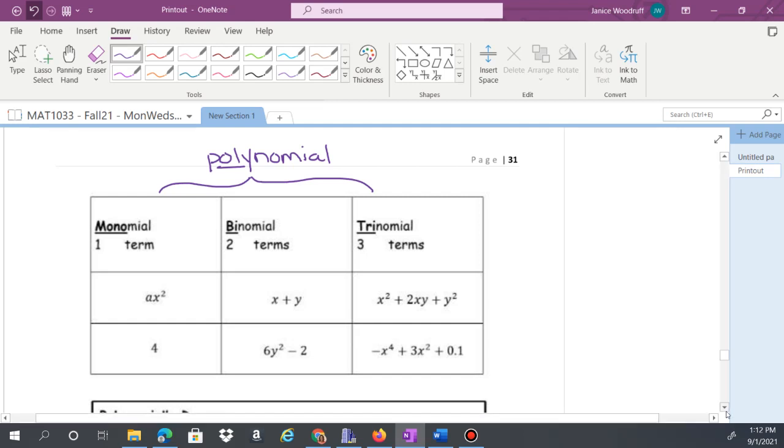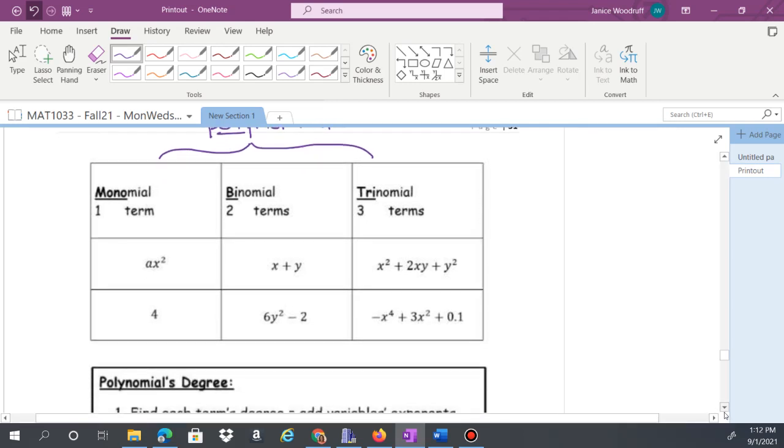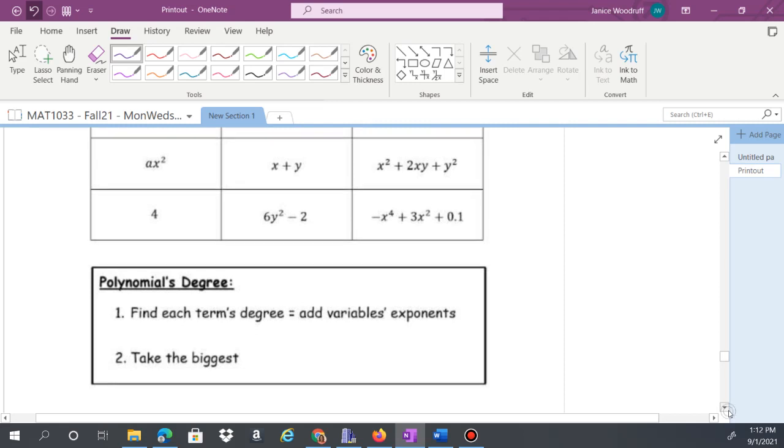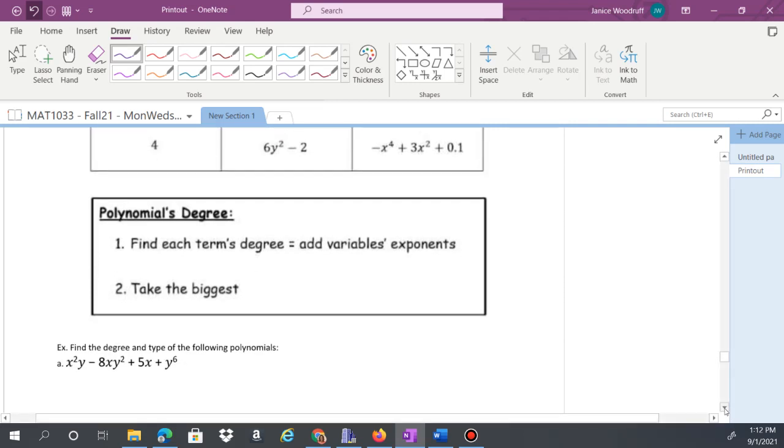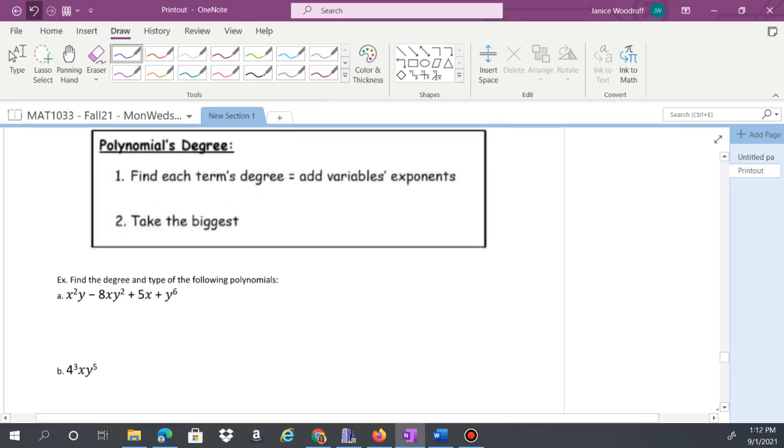You're also going to be asked to find the polynomial's degree. To do that, and you're only going to do this when you're finding the degree, because mathematically it's not something you would do to simplify. But if you're finding the degree, you can do this. You'll take the variables and add the exponents. You're not going to add the exponents with any of the coefficients. So you can write just a little star here: not coefficients.